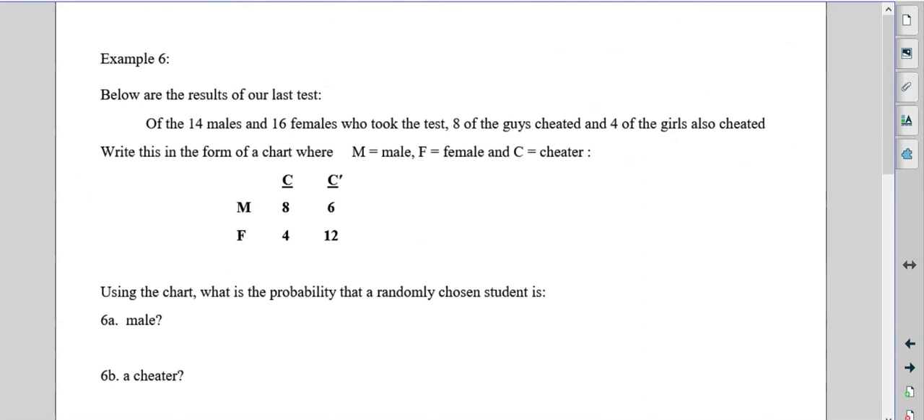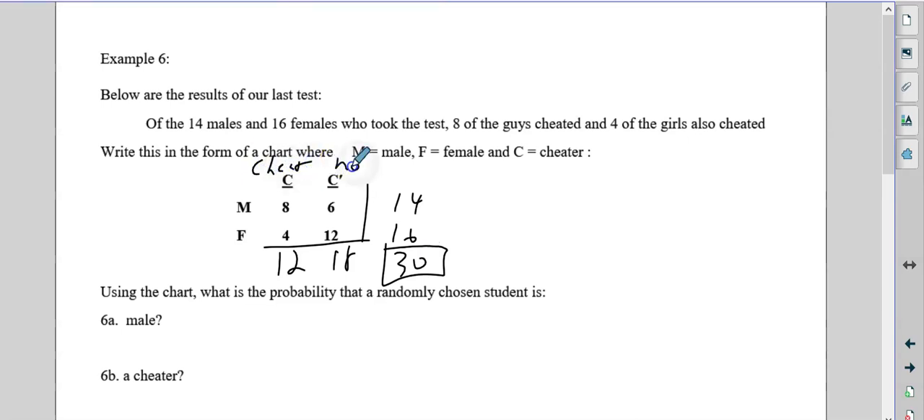All right. Below are the results of the last test of the 14 males and 16 females. So we know that this is 14 and this is 16. And then I'm just totaling these up. This is 12 and this is 18. And either way, that ends up being a total of 30. We know 8 guys cheated. So this is cheating here, and this is not cheating.